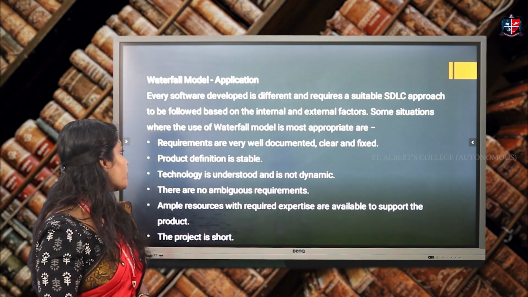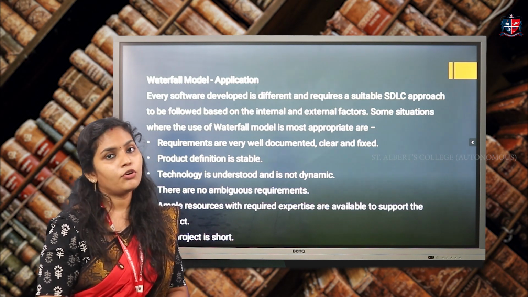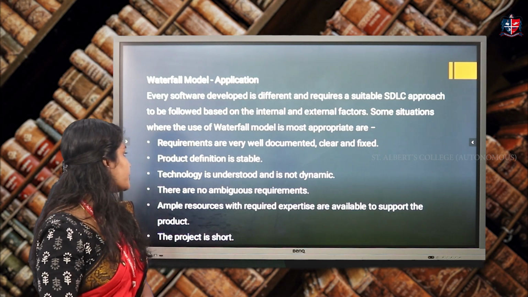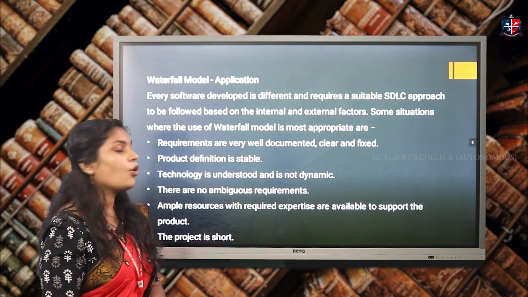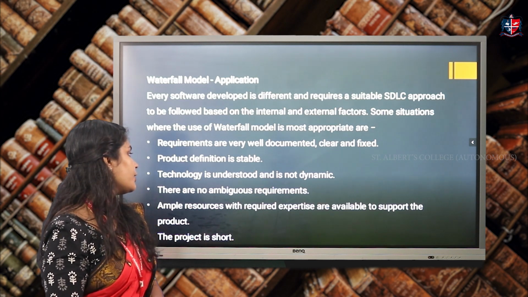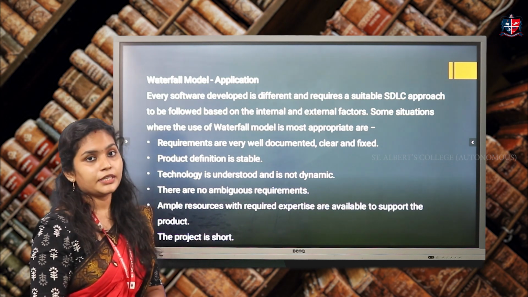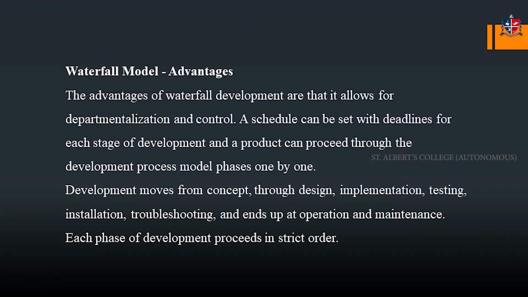The next one is that the product definition is stable. We can use the waterfall model only with stable product definitions, when the technology is understood and not dynamic, there are no ambiguous requirements, ample resources with the required expertise are available to support the product, and the project is short. So these are the conditions where we use the waterfall model.